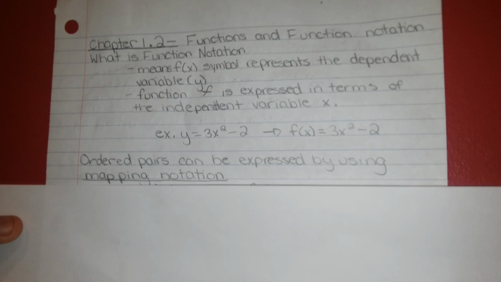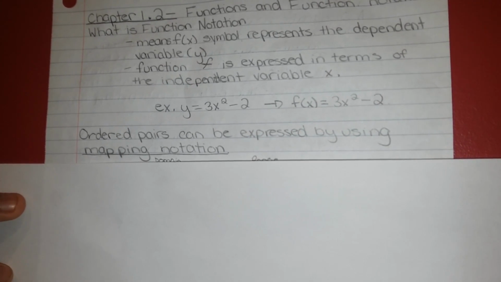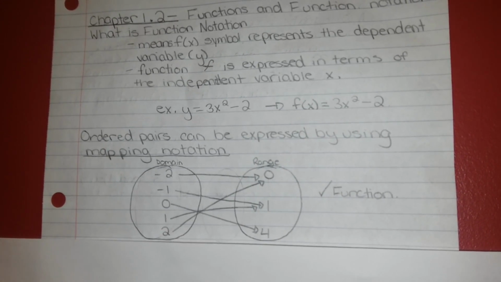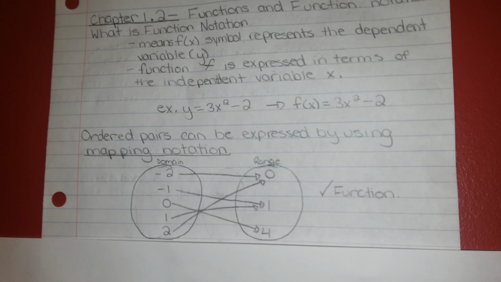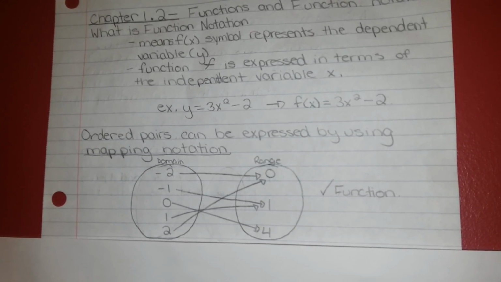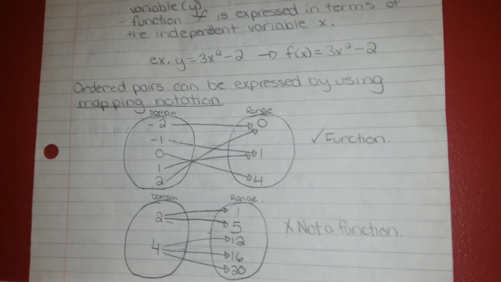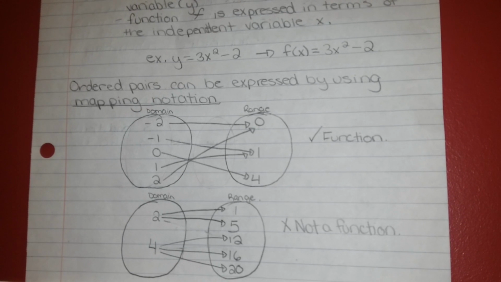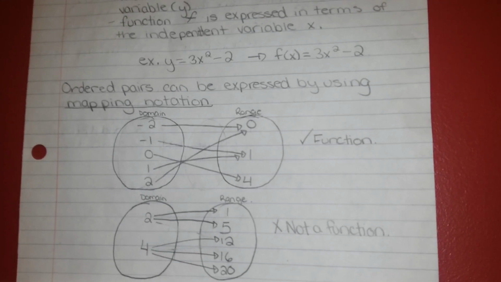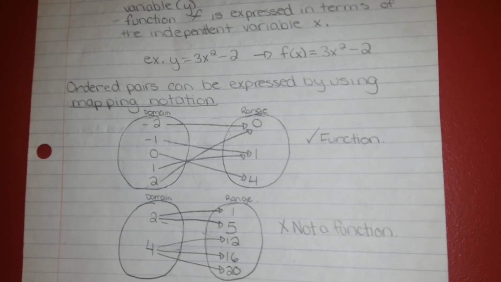Now we have ordered pairs. Ordered pairs can be expressed by using mapping notation. This is mapping notation. As we can see, we have domain and range. There are separate domain elements and they each have one corresponding range element. Therefore, they are a function. However, in this next example, we see it's not a function because although there is a single domain element, it corresponds to more than one range element, and that cannot happen for a function.